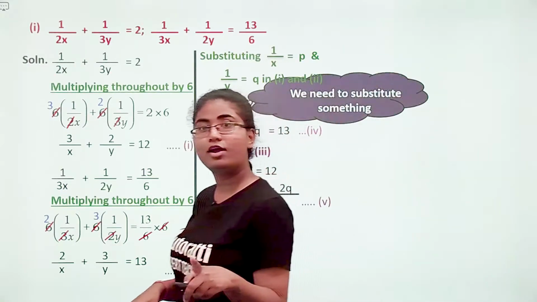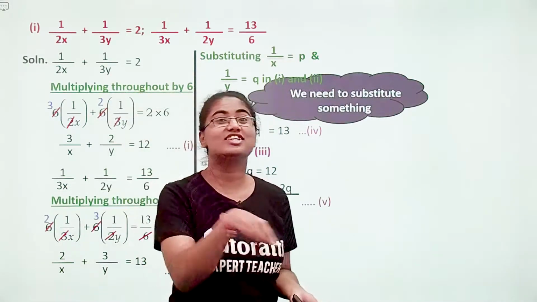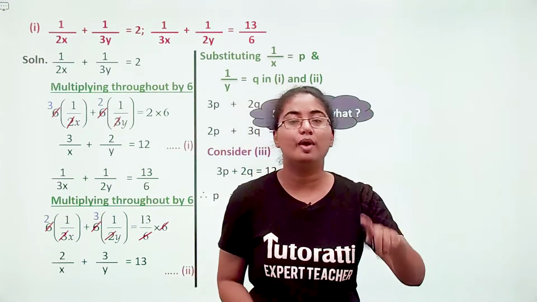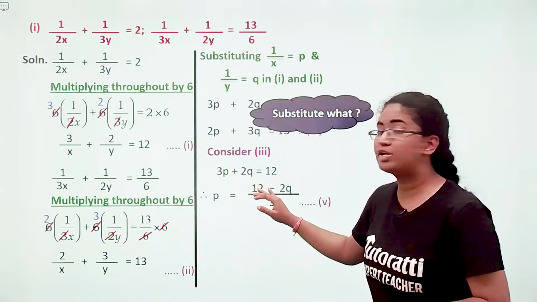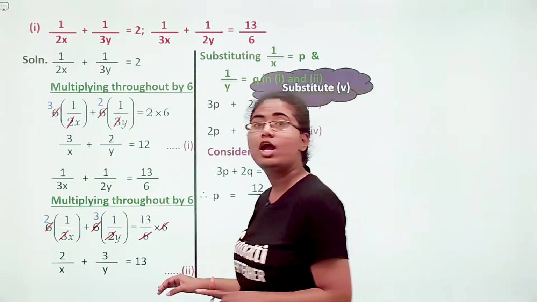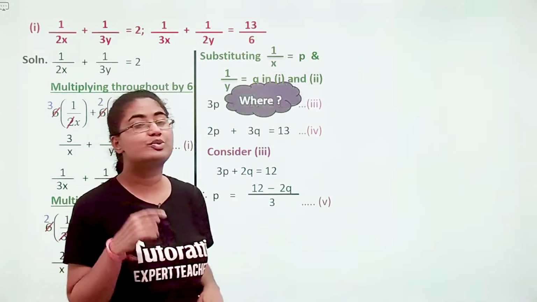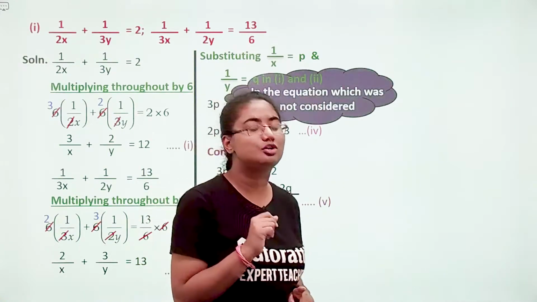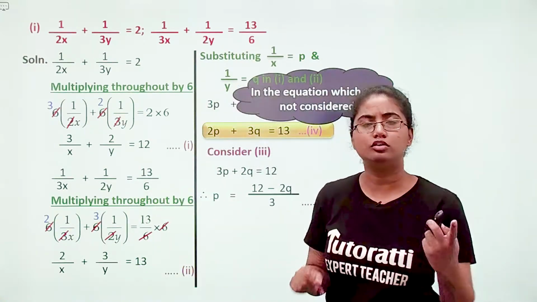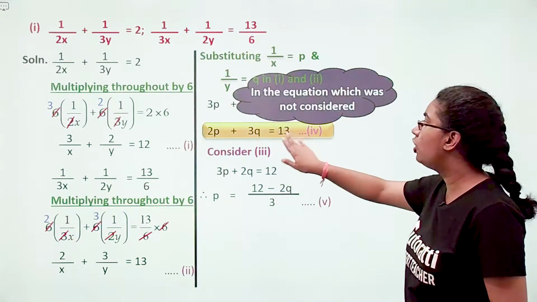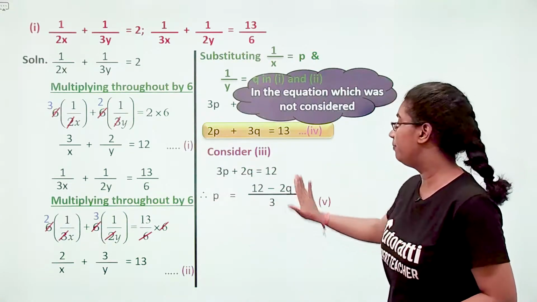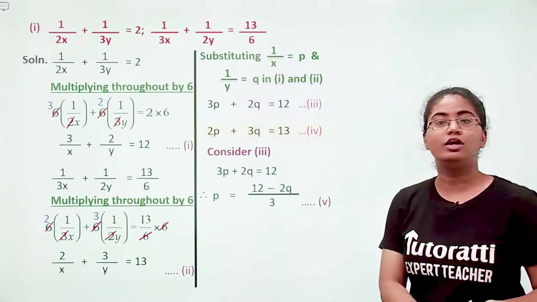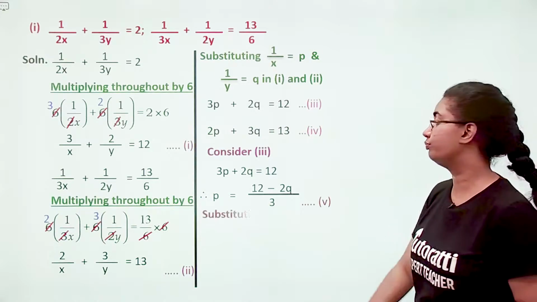ऐसा करोगे? नहीं. जो equation हमने consider नहीं किया था, right? Where do we substitute it? We substitute equation number 5 in the equation which we did not consider. Remember substitution, okay? Which we did not consider. तो कौन सा था वो? Fourth वाला. तो पकड़ो इसको. P की जगह पे put the value of P and get the value of Q.